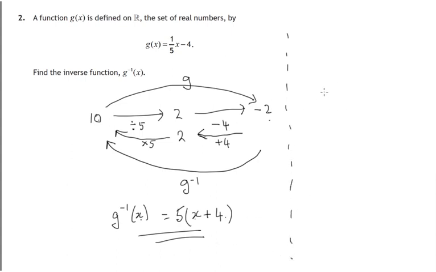The other way sometimes is that we replace g of x by y, and you're then to solve for x, so we get x on its own. Multiply both sides by 5. 5 times a fifth is 1x, and 5 times negative 4 is minus 20. Then we'll add 20 to both sides. And there we have x being 5y plus 20.